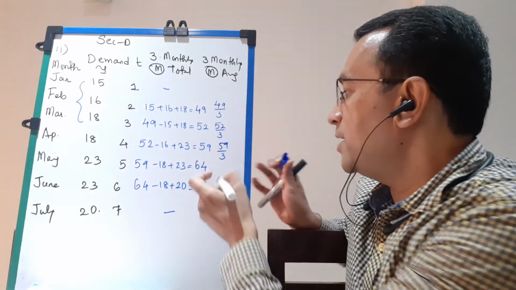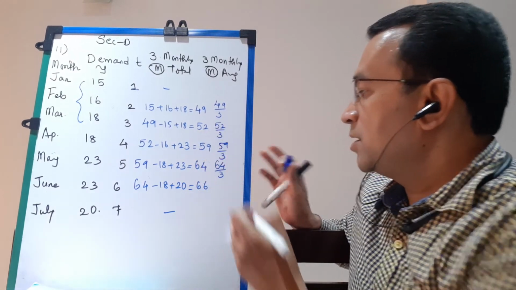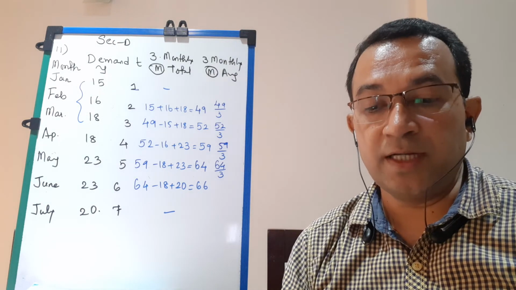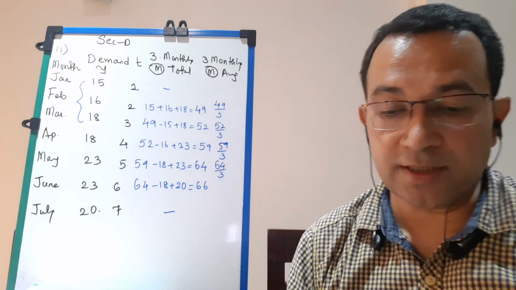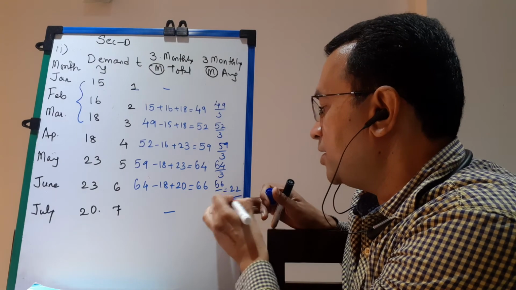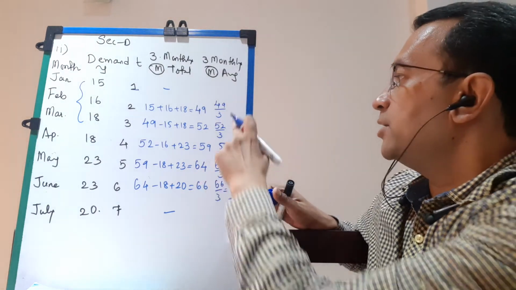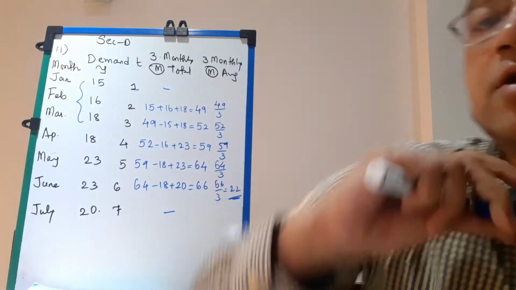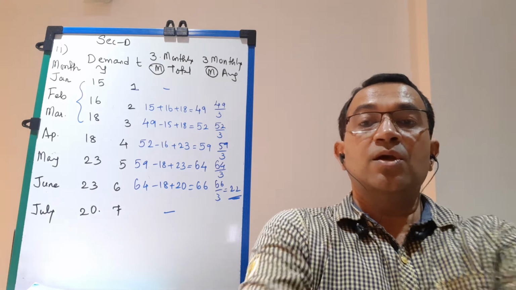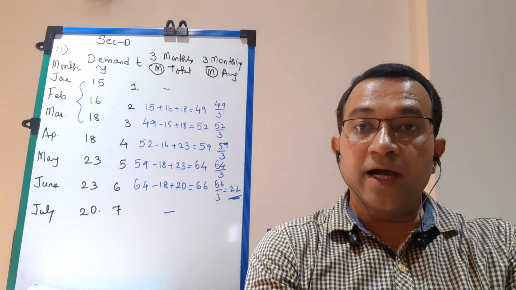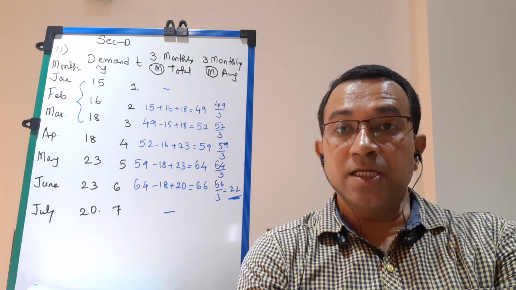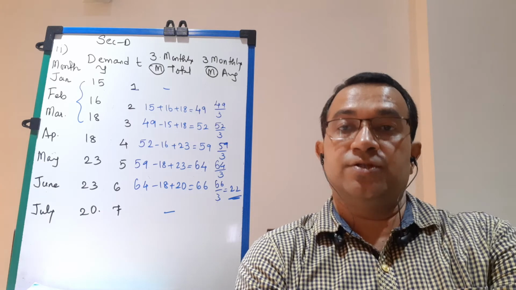Then 64 by 3. If it was 63 by 3, it is 21. So this answer will be 21.33. And last, 66 by 3. This is exactly 22. These all are our answers. Due to space constraints, students, I have not written the answers, but I have spoken orally all the answers. So this is how, students, we find 3 monthly or 3 yearly moving average.